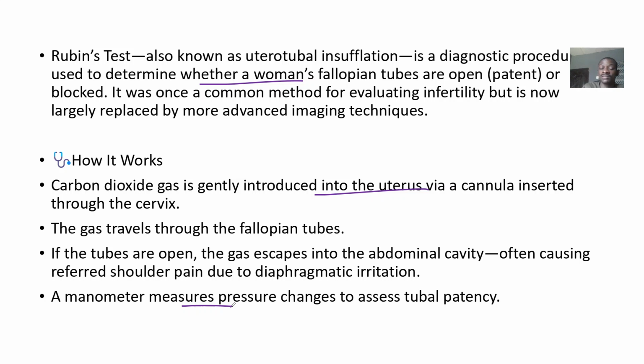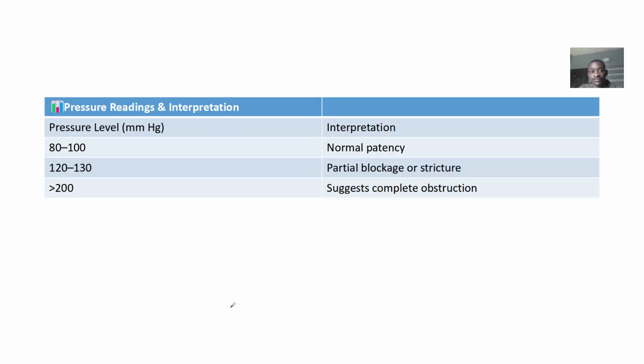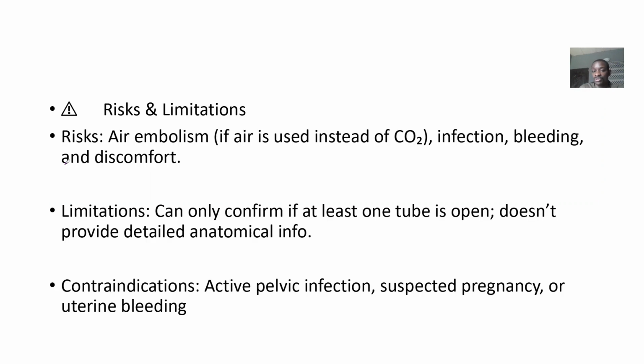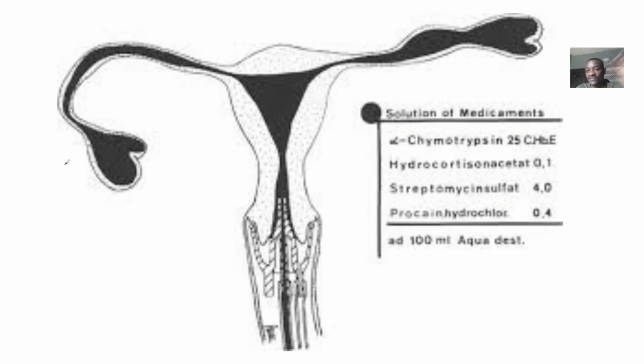So the whole thing is this: if the fallopian tubes are not open, this gas cannot get into the abdomen. It will have to flow back through the vagina out. So for the pressure readings, if the pressure is between 80 to 100, it's normal patency. 120 to 130 shows that there's a partial blockage or stricture. Right? Then anything more than 200 suggests that there's complete obstruction of the fallopian tube.